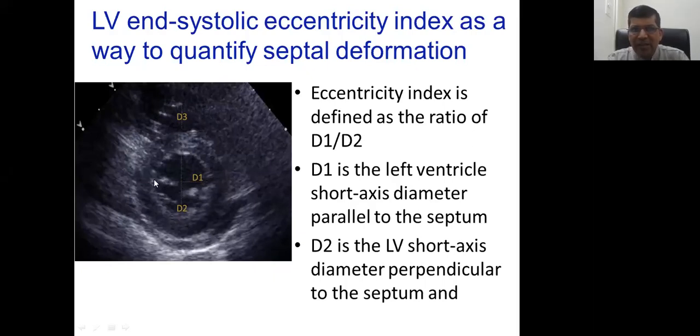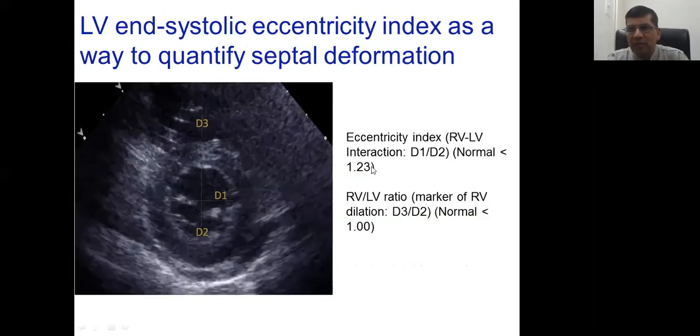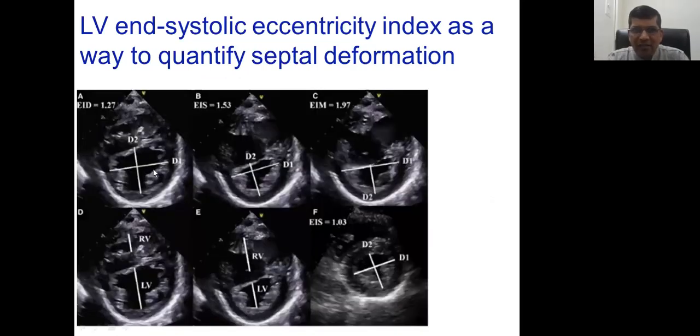That means a measurement parallel to this septum is one measurement, and the perpendicular measurement is the second measurement. The ratio of these two, normal is less than 1.2. In cases of pulmonary hypertension, this ratio worsens. Another ratio, you need to see the RV versus LV. In this view, it is less than 1, as you know, but again it deteriorates. So see this example.